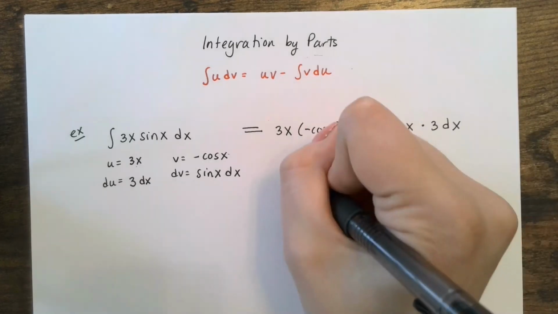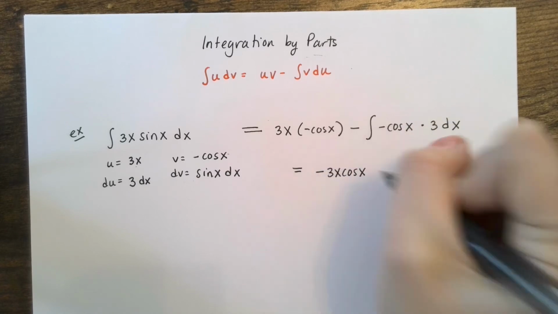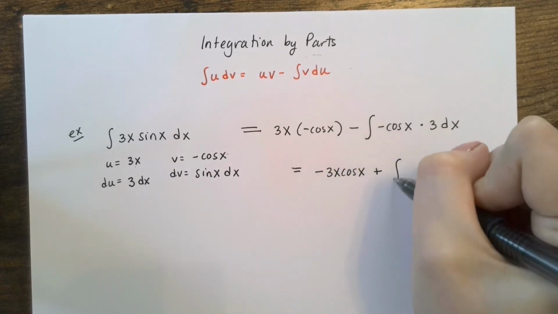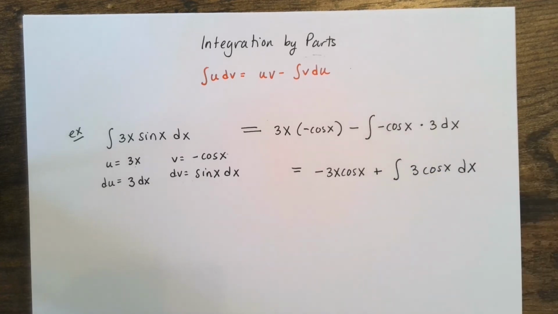Okay, so let's do one step of cleanup. I'll make this negative 3x cosine x. This minus sign and this minus sign combine for a plus. And I'll make it 3 cosine of x dx, just so that it's pretty.